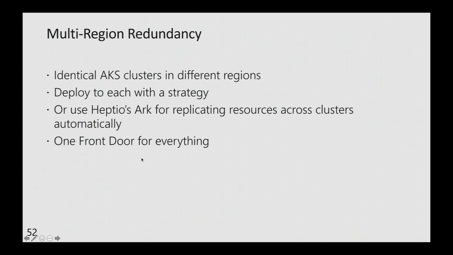So I talked about that. I have duplicate clusters in different regions. We can either deploy to each of them using some specific strategy where these clusters have specific use cases and we're using the front door to route you to those. Or we could duplicate everything, and you can use things like Heptio's Arc, I think it has a new name now, for automatically replicating things. So if I install something into one cluster, Arc would automatically install it into the second cluster, so you don't have to do any of that manually.